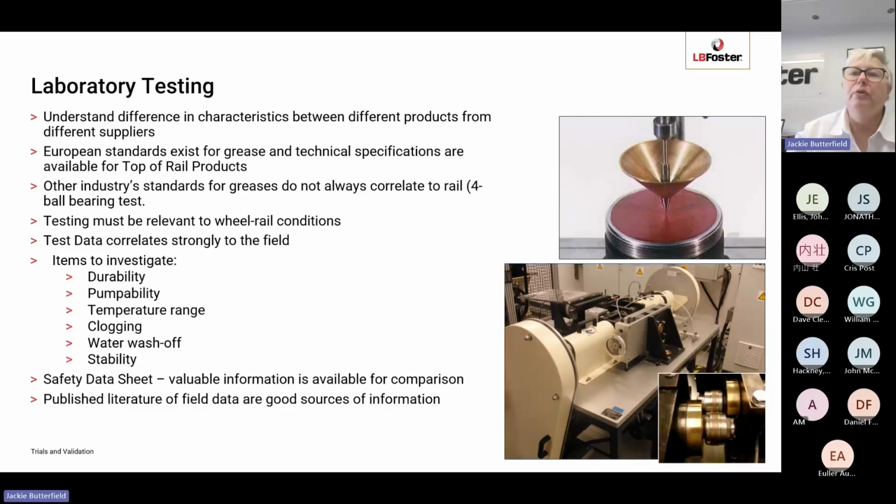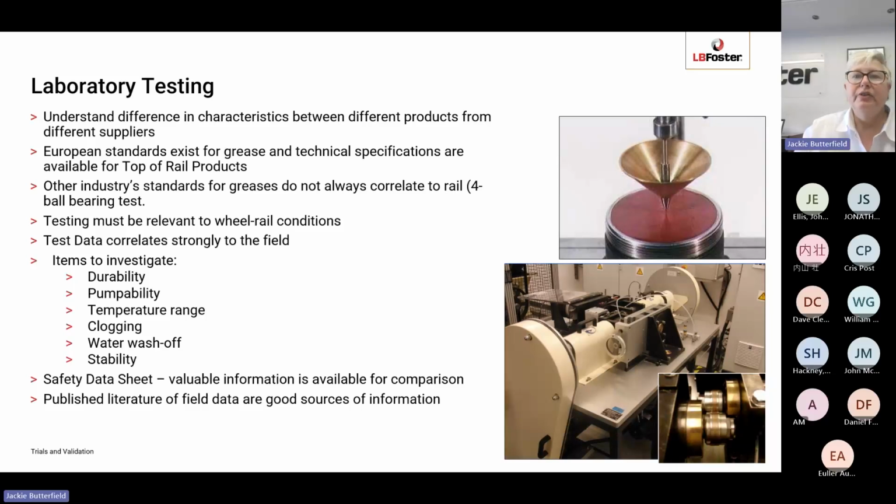So in some cases, you might want to undertake some laboratory scale testing as well as the field trials. And you may want to do these first before you even move on to a trial in the field. These are particularly useful when you're trying to understand the differences in the characteristics between different products from, say, different suppliers. There is a European standard for rail lubricating greases, EN 15427. And there are also technical specifications for top of rail materials and adhesion materials.